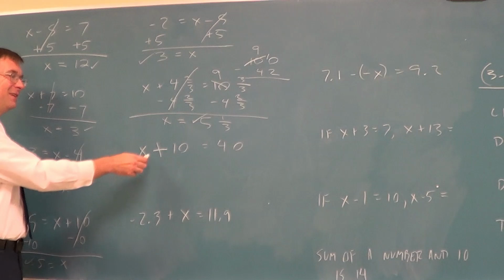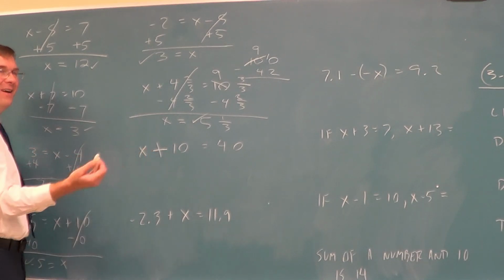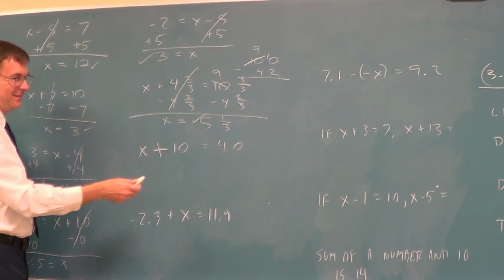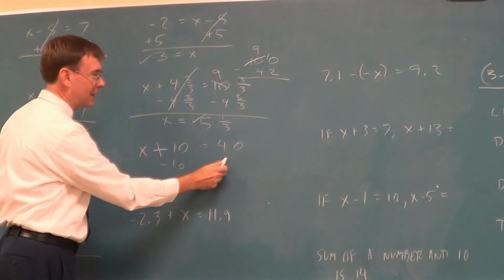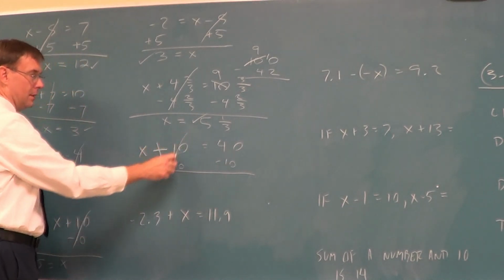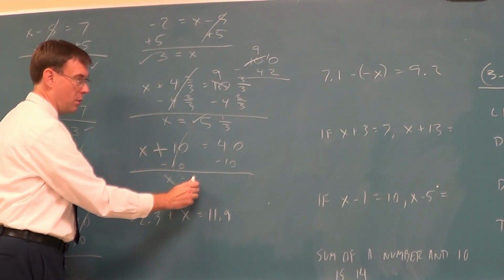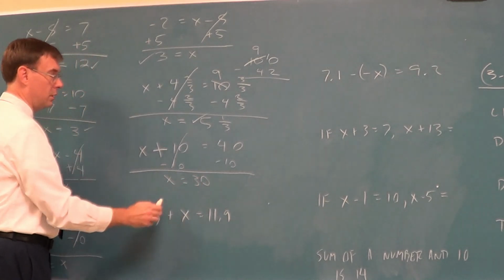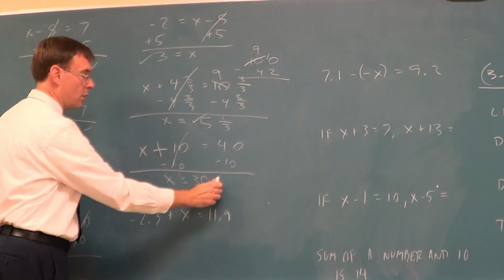But, except, since the problem is adding, now you have to subtract. So we're going to subtract 10 both ways. Eliminate. X would equal 30. That is true. 30 plus 10 is indeed 40, so that does check.